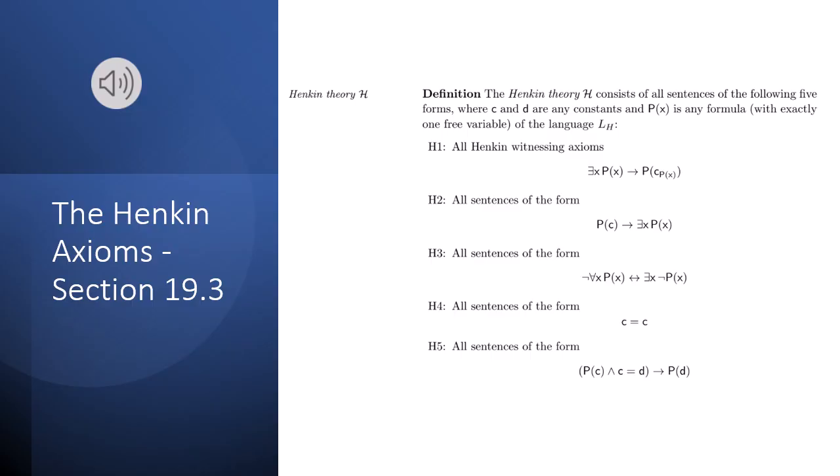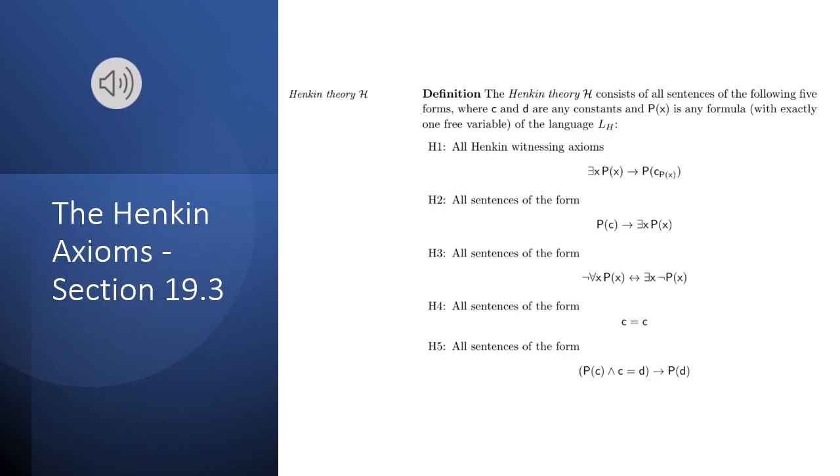Now, the second thing to realize is that each one of these axioms encapsulates the details of one of our first order rules that we've been using in our Fitch-style system. For example, H4 and H5 are basically the equality introduction and equality elimination rules, particularly restricted to the constants of our new language. H1 and H2 are the introduction and elimination rules for the existential quantifier. And then H3 is a way to bridge the gap between the existential and universal quantifiers.